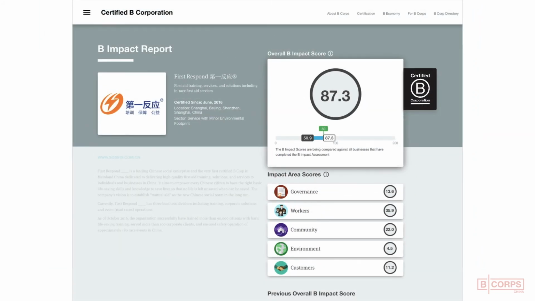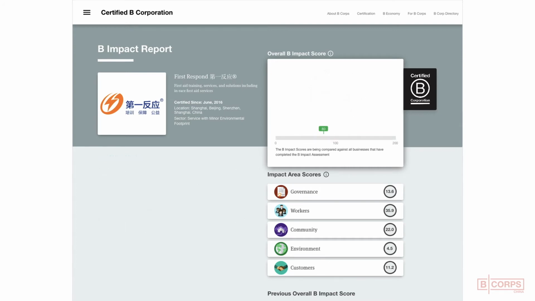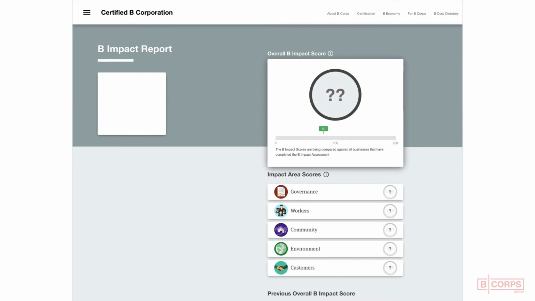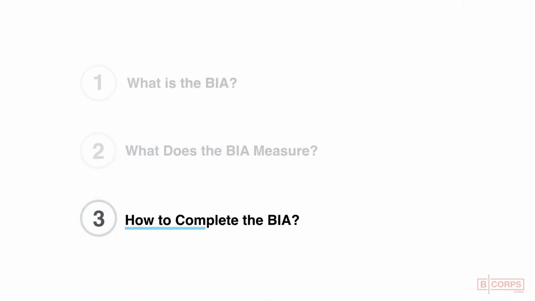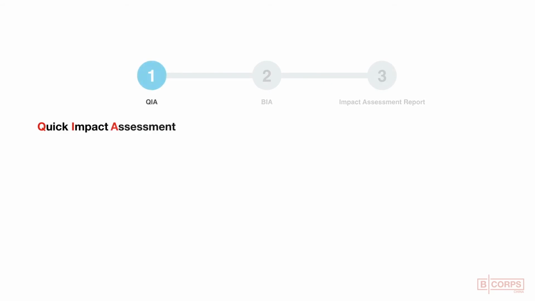This was a quick analysis of the BIA report, which hopefully helps you understand how the BIA evaluates a company's social impact. So what is your company's BIA score? Let's now look at how to get your BIA report. The process is divided into 3 steps. The first step is QIA, which stands for Quick Impact Assessment, and allows you to quickly get a sense of what the BIA is evaluating.